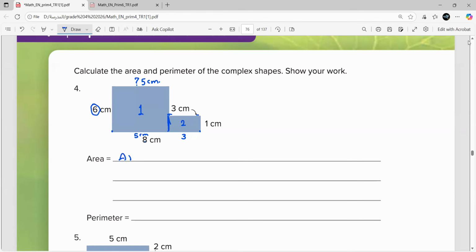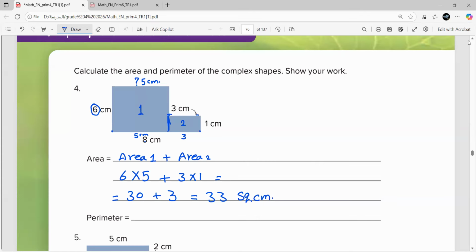So area equals area one plus area two. Area one, length times width equals what? 6 times 5. Exactly. Plus, what about area two? Length times width also. Length is 3 and width is 1. So 3 times 1. Is that correct? Let's solve this one. 6 times 5 equals 30 plus 3 times 1 equals 3, and then 30 plus 3 equals 33 square centimeter.